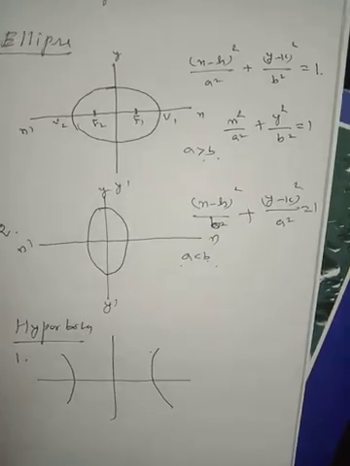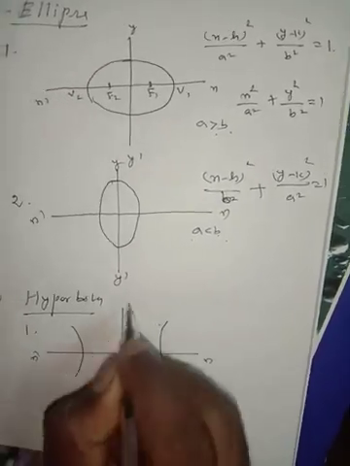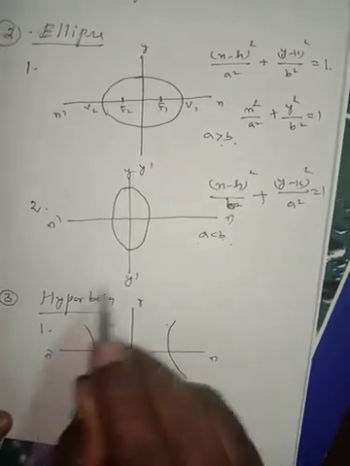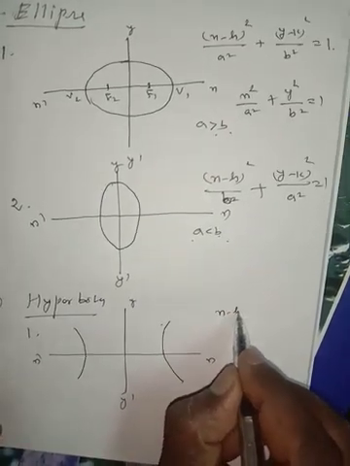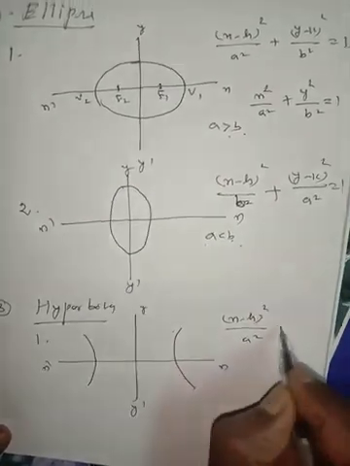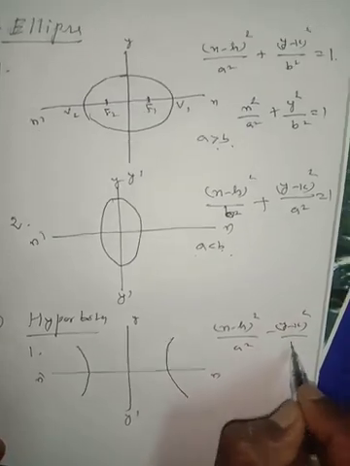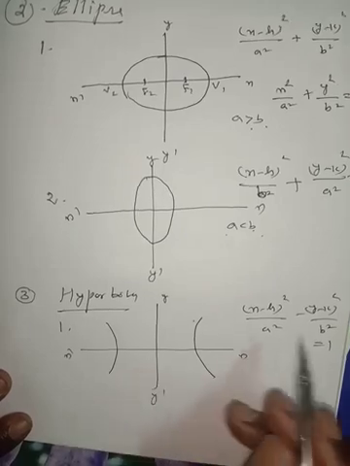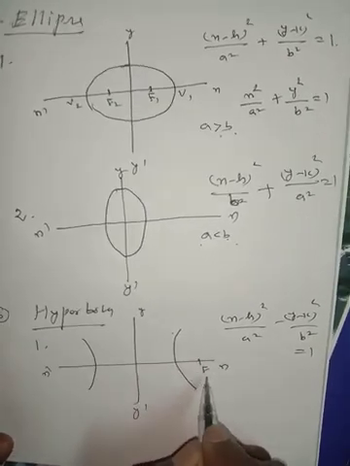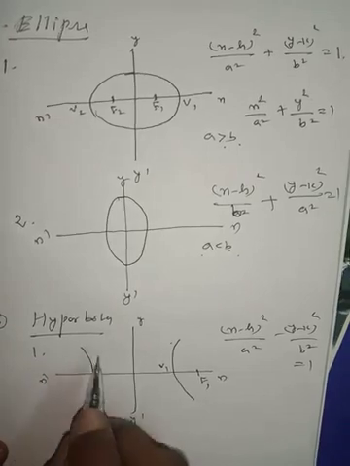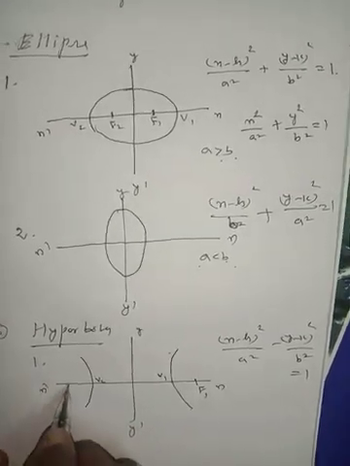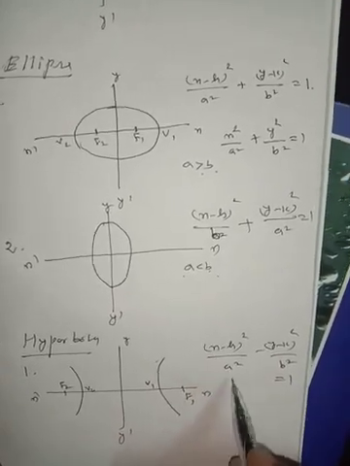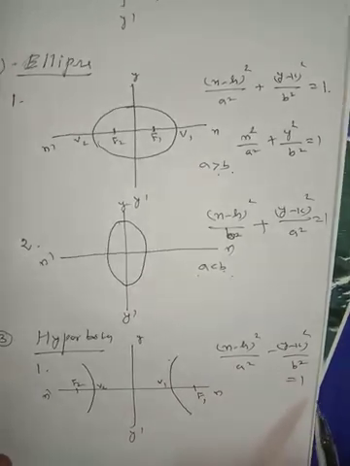Now x dash, y, y dash. The general equation of the hyperbola is x minus h whole square divided by a square minus y minus k whole square divided by b square is equal to 1 of the form. In this case, the center is 0, 0. Here focus F1, here vertex V1, here V2, here F2. Therefore, x square by a square minus y square by b square is equal to 1 of the form.